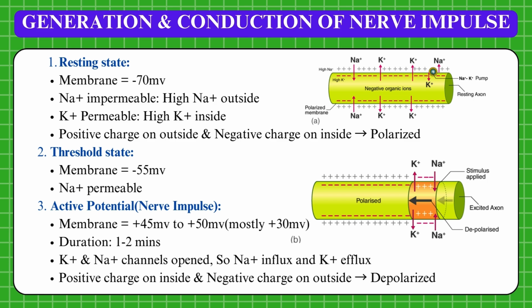Let's see the new topic: generation and conduction of nerve impulse. There are four states: resting state, threshold state, action potential and refractory state. First, resting state.